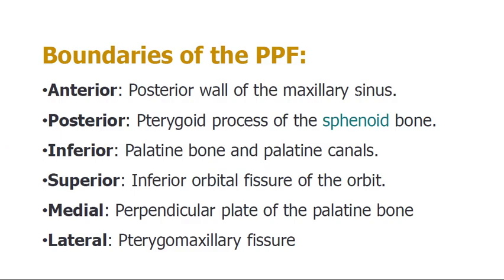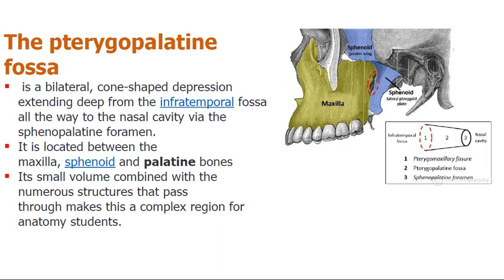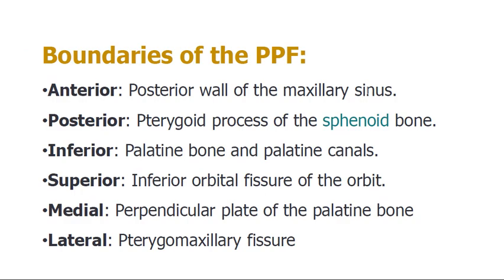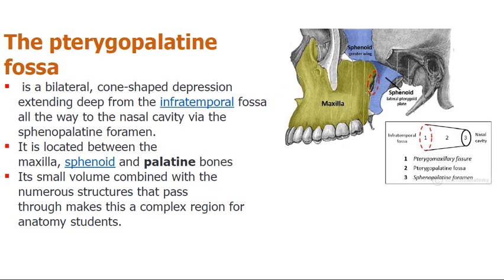The second important point about the pterygopalatine fossa is the boundaries of the fossa. You can see here the skull, and this is the site of the fossa, deep inside here, within the bones of the maxilla, of the sphenoid, and of the other bones. We will mention them as follows. Now, the anterior boundary of the fossa is the maxilla, so it is the posterior wall of the maxillary sinus, as seen here, the yellow one.